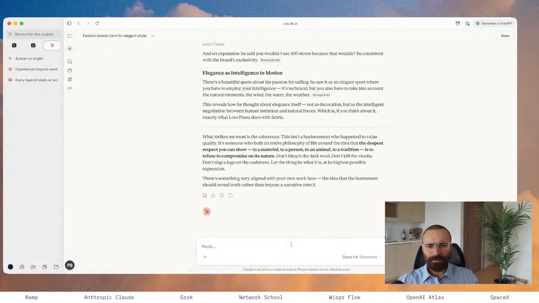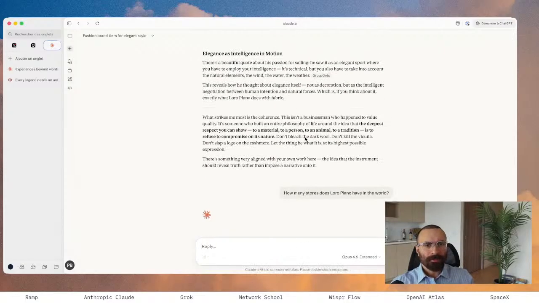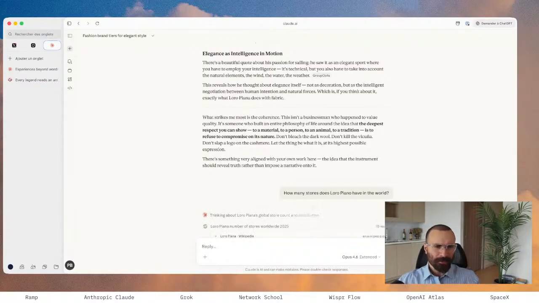Okay, now I'm curious. How many stores does Loro Piana have in the world? Obviously, this is what the founder said, and now the founder is no longer the controlling person at the company, so things change.